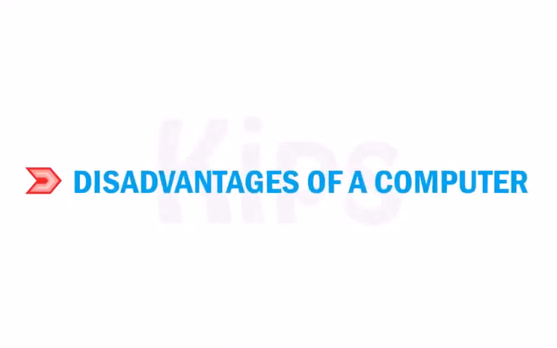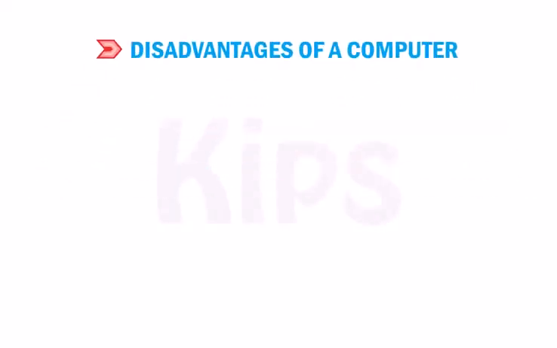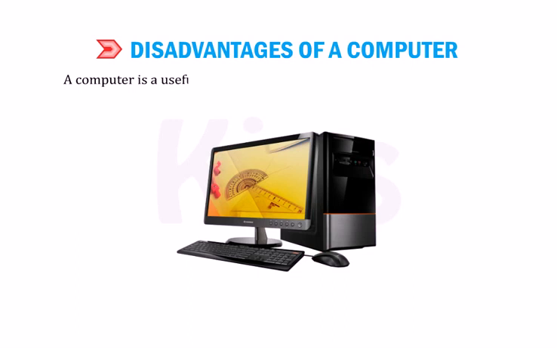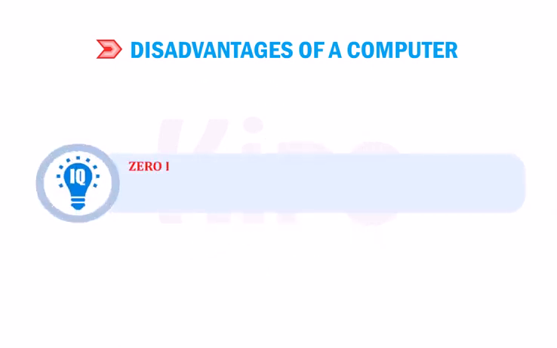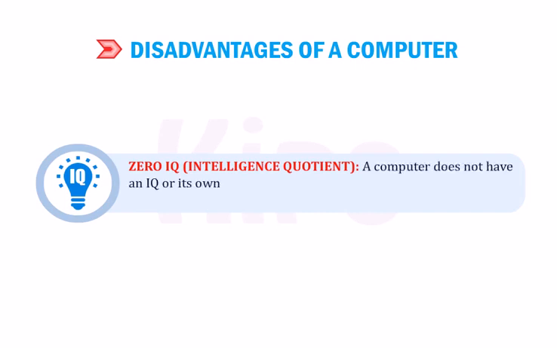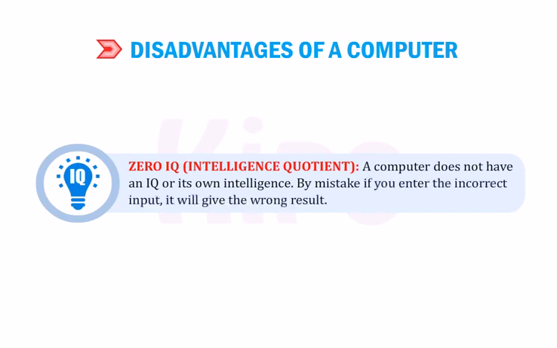Let us discuss the disadvantages of a computer. A computer is a useful learning tool, but it has some disadvantages too. Some of them are as follows. Zero IQ, intelligence quotient. A computer does not have an IQ or its own intelligence. By mistake, if you enter the incorrect input, it will give the wrong result.